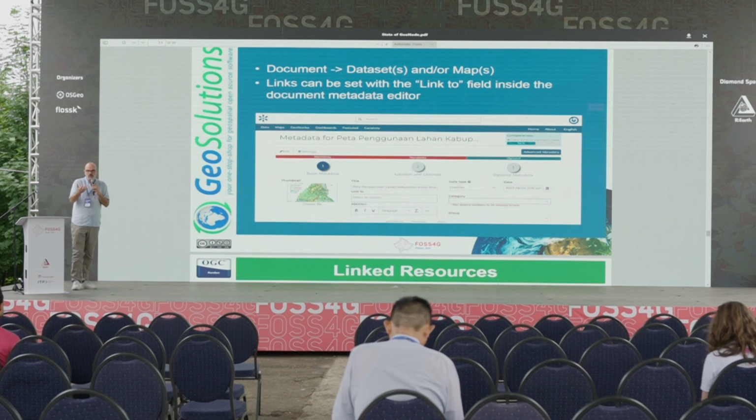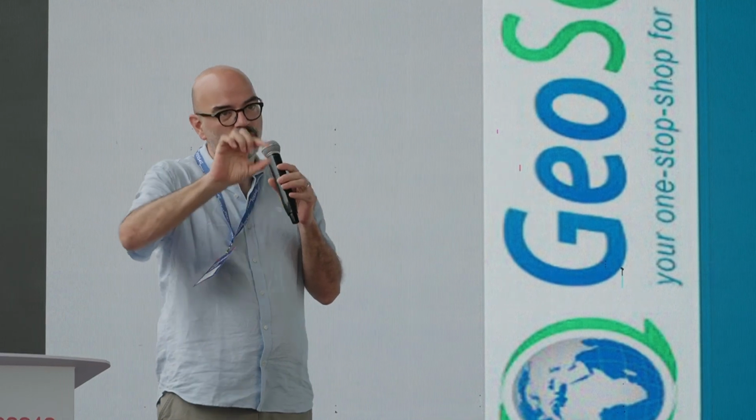This is useful, for example, for metadata or additional documentation that you want to attach to a dataset or a map. So a PDF explaining the lineage or the history or how the dataset was processed. This way you can connect it to the dataset, and from the dataset view you will see all the documents that are connected, so you can have additional information directly from the dataset.